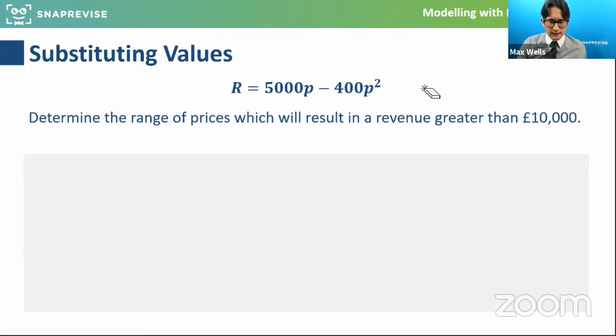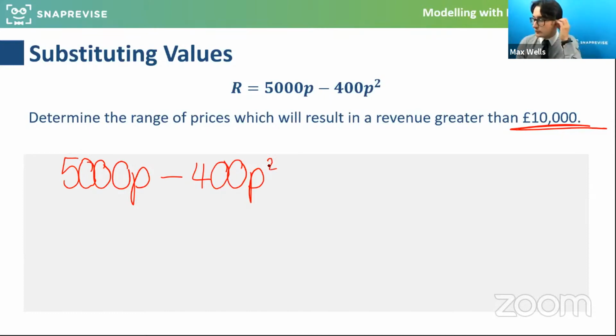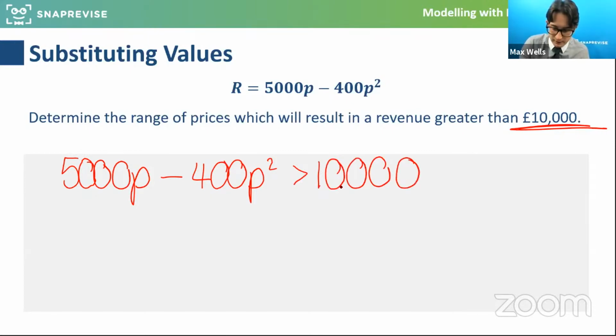We then have the model, and it says determine the range of prices which will result in the revenue greater than 10,000. So what we've actually got is a quadratic inequality, which again, a lot of the calculators now do. If you're looking at old A-level papers and old A-level practice, you might see that some of the quadratic inequalities are worth a lot of marks, and nowadays they're worth a lot less. That is because the calculators do sort of facilitate that.